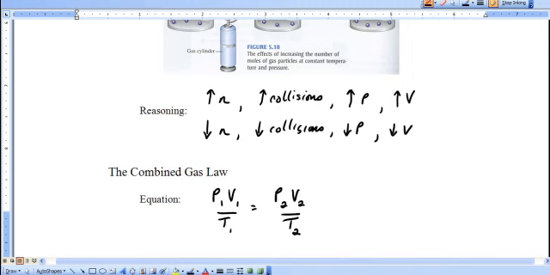The reason why I'm going to show you something different is that we are going to solve all gas law questions with what's in 14-3, which is called the ideal gas law. Okay? And we'll take a look at that in the next podcast.